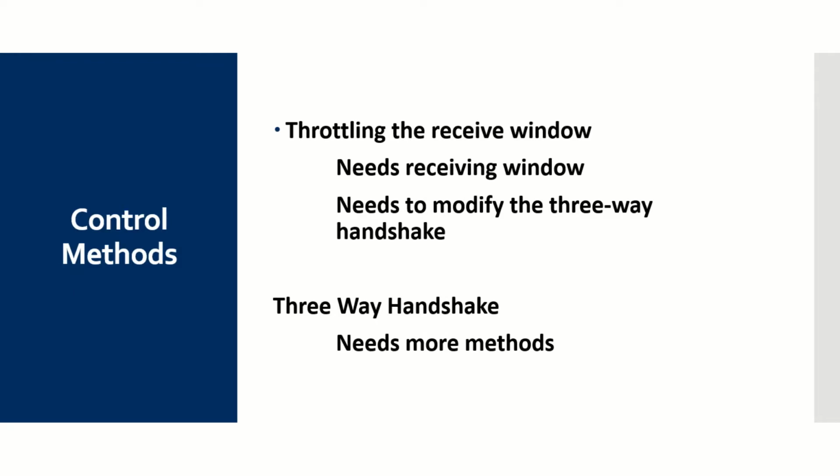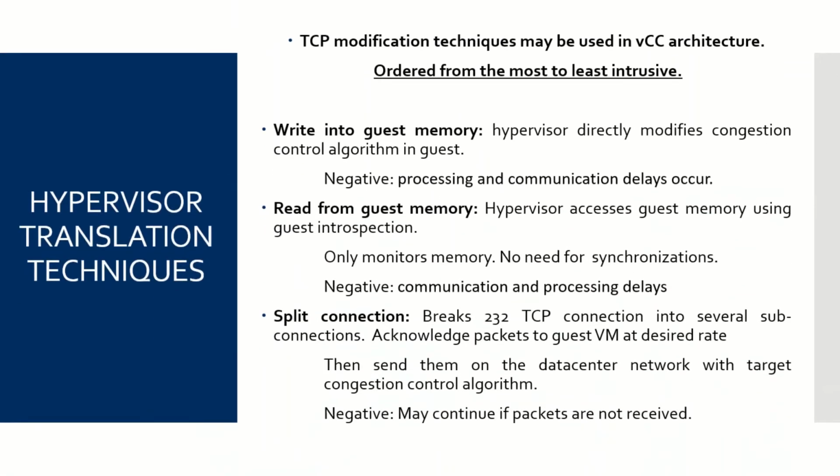One general method a data center can use is manually modifying the switches and rules to tweak the fairness, but this means that if they ever add more tenants, they will have to manually make modifications again. The hypervisor has many TCP modification techniques that our virtualized congestion control architecture can use. I will now go over them, starting from most intrusive to least intrusive.